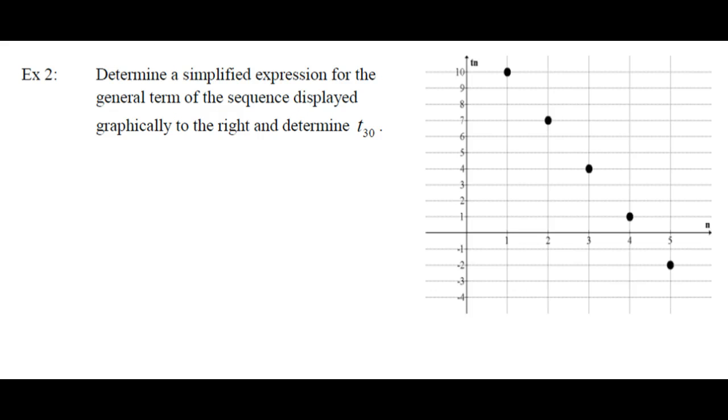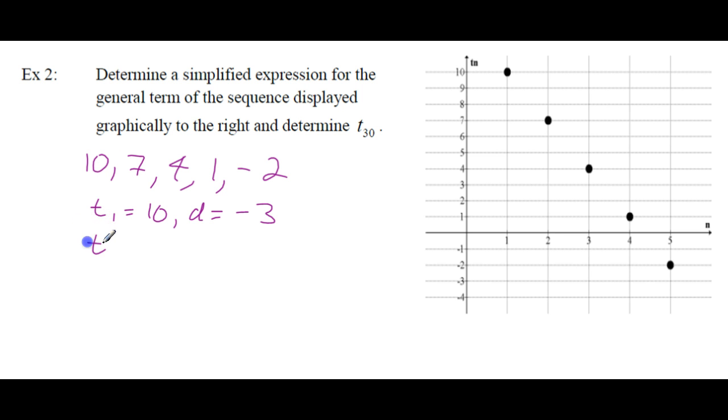Determine a simplified expression for the general term of the sequence displayed graphically to the right, and determine T30. So here, well, we've got T1 is 10, T2, right, because this is n and this is T sub n. T2 is 7, T3 is 4, T4 is 1, and T5 is negative 2. So looking at this sequence, T1 is 10, D is equal to negative 3, right? I mean, how do we go from 10 to 7 or 7 to 4? We go down by 3. Now, again, you could do this by going 7 minus 10 is negative 3. 4 minus 7 is negative 3.